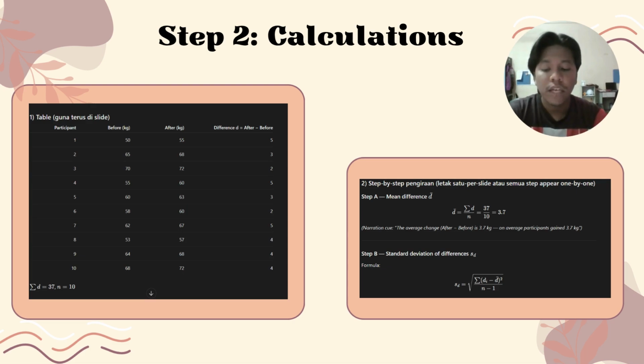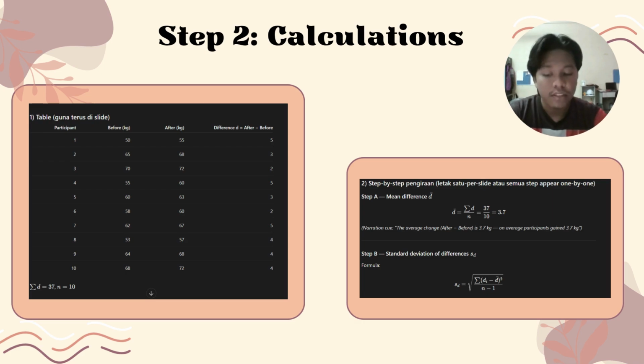So to get the sum, we're going to sum all of the differences from participant 1 till participant 10, and then we're going to get 37. And the n for this question is 10, because there are only 10 participants involved in this question.